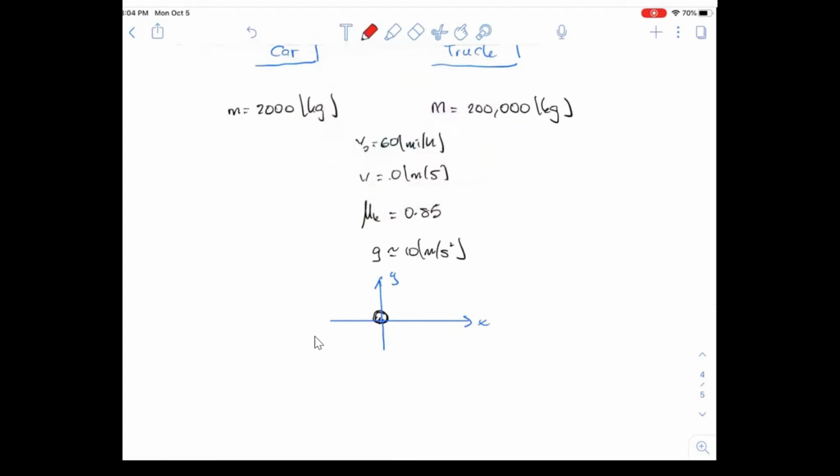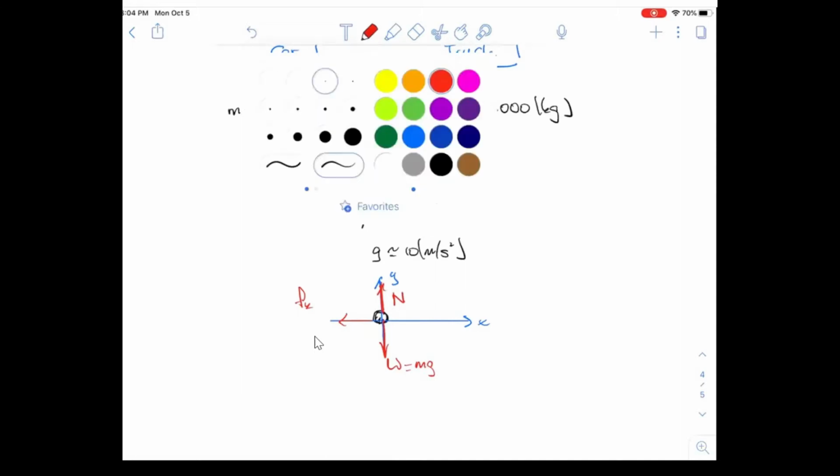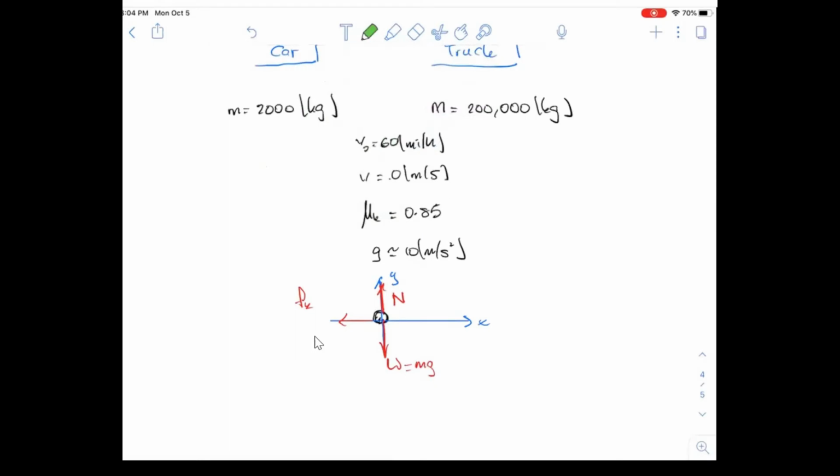And I'm going to identify the forces. It's going to experience the kinetic friction force. It's got weight. And also there's going to be a normal force acting. So I've identified all the forces acting on it. And according to this scenario, this thing is going to get to a stop.